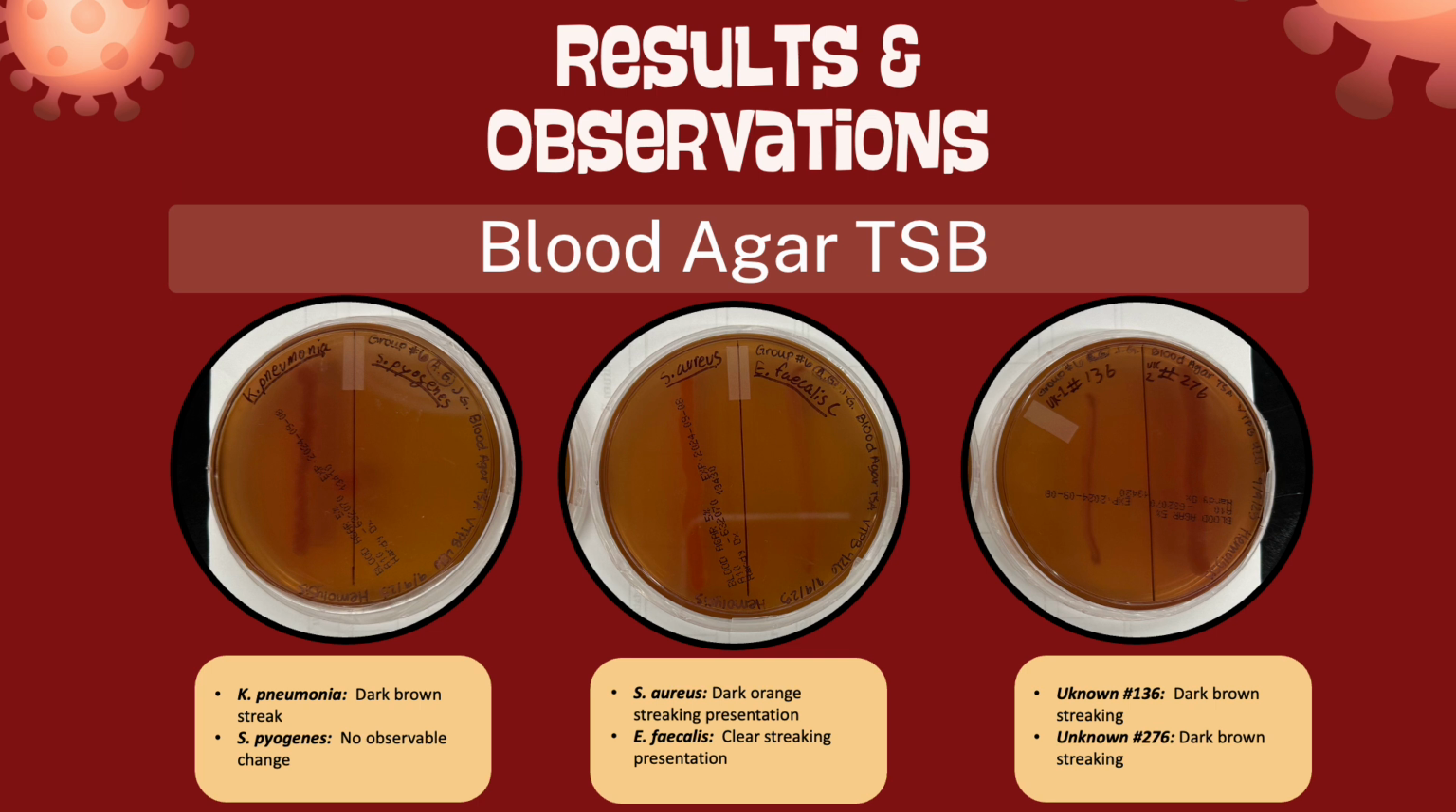Now for S. aureus, we did see that there was a dark orange streaking presentation, but for E. faecalis, there was also a streaking presentation. However, it was clear. For unknown number 136, there was a dark brown streaking, and for unknown 276, there was also a dark brown streaking. However, it was just a little bit wider in width.